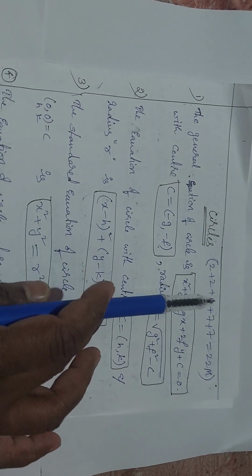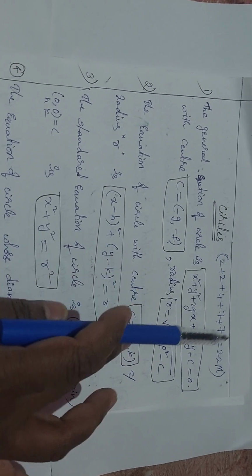Circles: formulas for 2 marks, 4 marks and 7 marks.